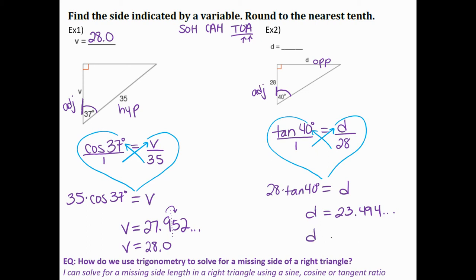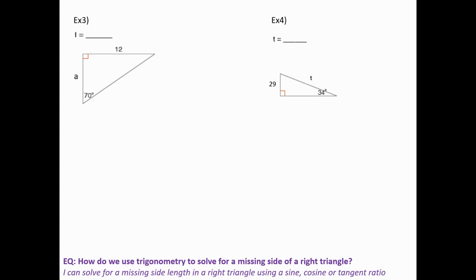And so I want to round that. And so I'm going to say equals 23 point. And remember, I want to cut it off with one decimal. So I look back and I say, oh, I've got to round up. So 23.5. There we go. All right. Then we're going to continue on. We have 2 more to try out. I'm going to jot down our SOHCAHTOA again.